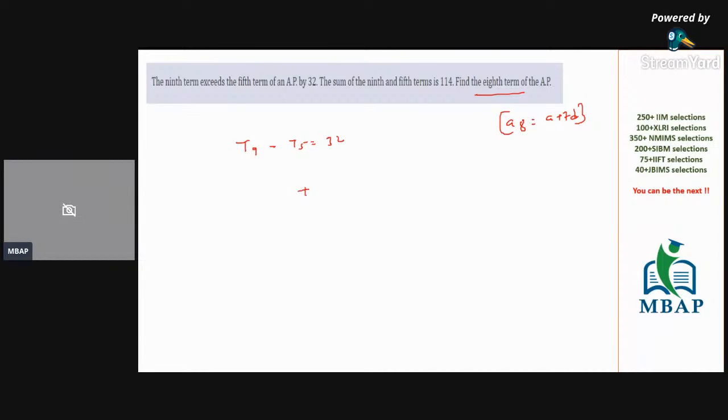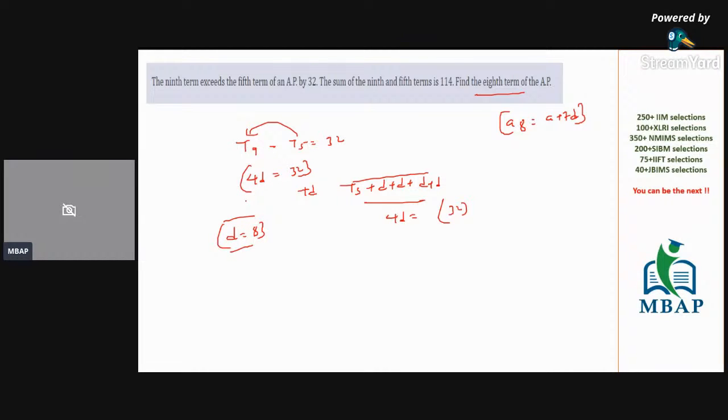AP deals with the common constant difference. So T5 plus D plus D plus D plus D. 4 times if I go ahead, which means if the value goes ahead with 4D, the difference of 32 will come, right? From T5 to T9, the value will go ahead by 4D. So we can very well say the common difference into 4 will be 32. In this case, very well you can establish the link that the D is going to be 8.